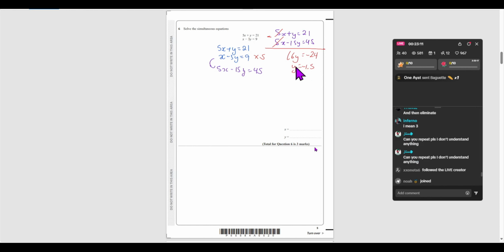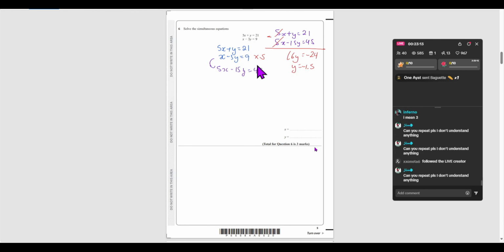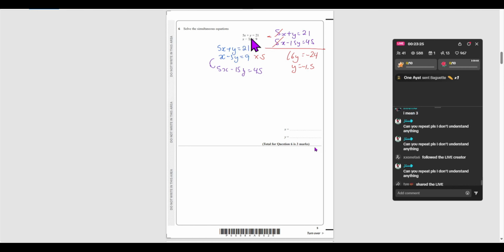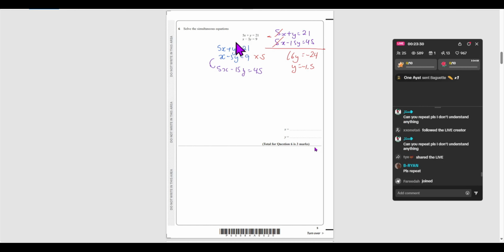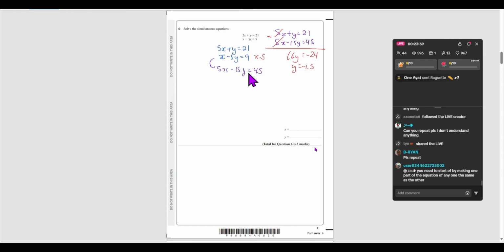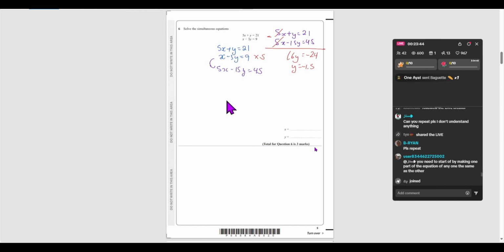Can you repeat, please? I don't understand anything. So whenever we're using simultaneous equations and we're solving with the elimination method, you want to make one of the variables the same for both of the equations. For the second equation, we made the x the same, so we multiplied the whole equation by 5. When we multiply by 5, we made 5x minus 15y is equal to 45. Now x is the same for both of the equations.